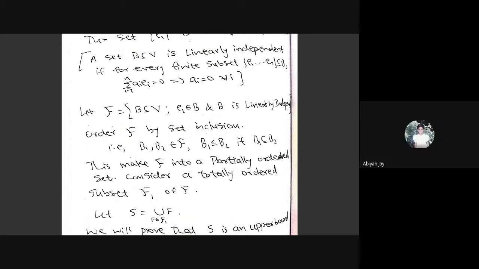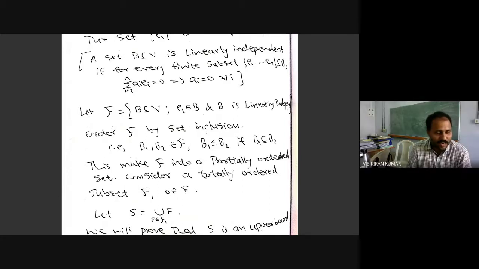Since it is set inclusion itself, you know that it need not be a total order, because you can have two sets where neither A is a subset of B nor B is a subset of A. So both of them need not be related, but it's a partial order.